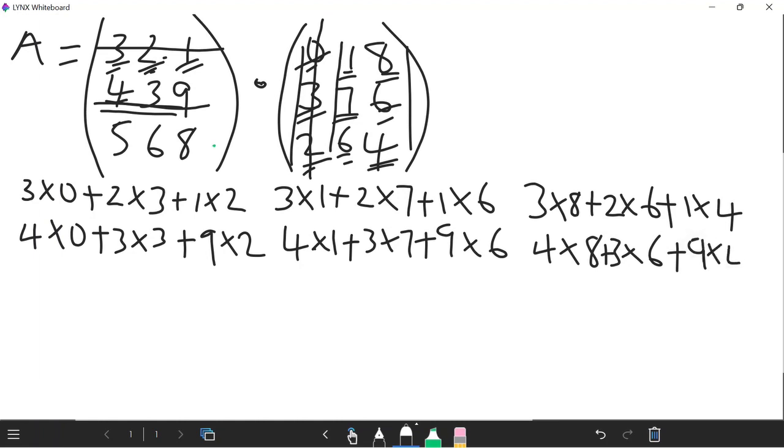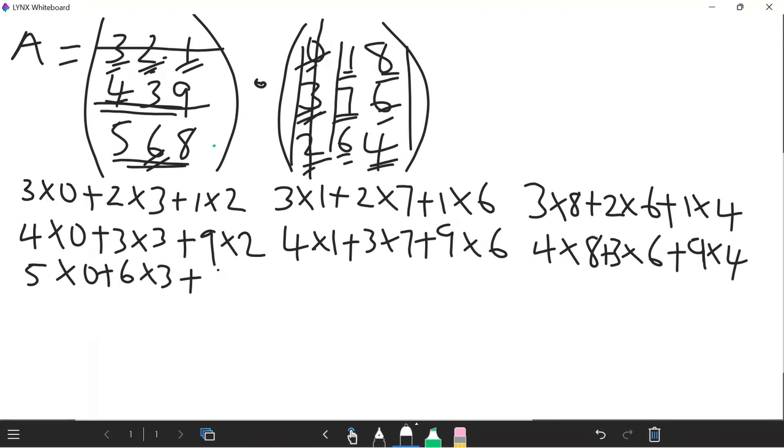Yeah, so let us now move to the last row here. This is the last row, 5, 6, 8. Then you're going to multiply them with the corresponding elements in the other matrix, matrix B. So you're going to start with 5 multiplied by 0. Then you're going to add 6 multiplied by its corresponding element, which is 3. Then you're going to add 8 multiplied by 2.